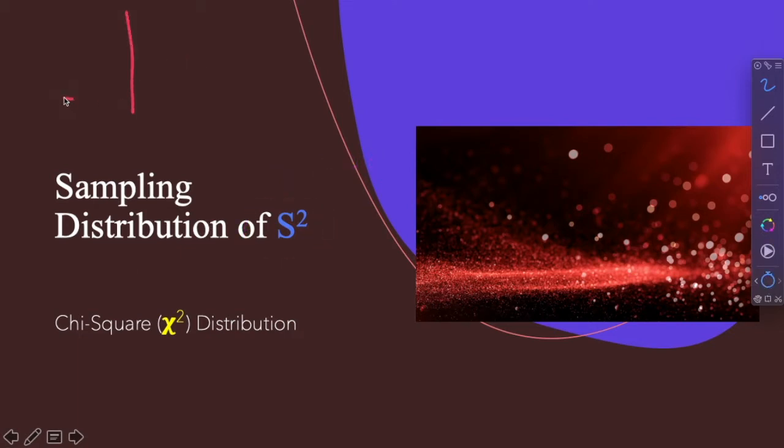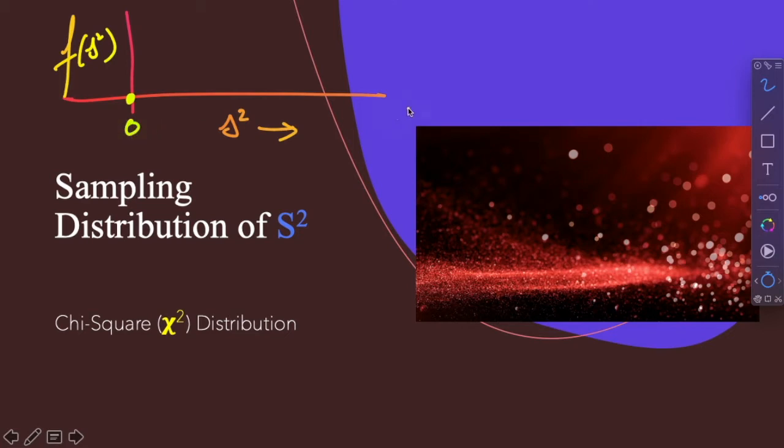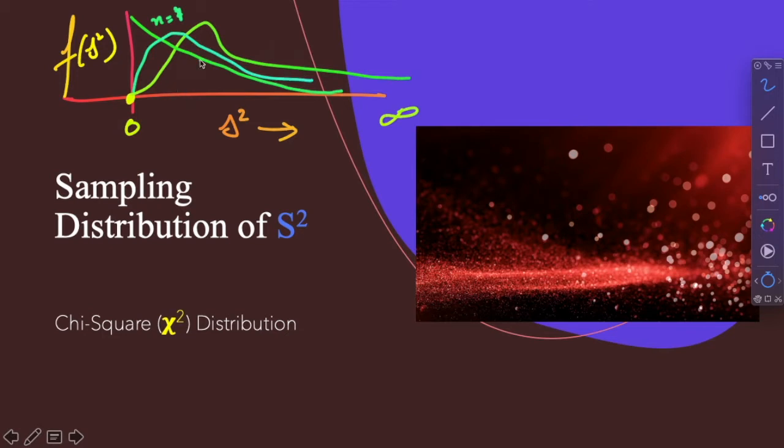The sampling distribution of S square is nothing but the relationship of S square with respect to the probability of S square. Because variance cannot be less than 0, this distribution will be between 0 and infinity, and it may have any kind of shape. That shape generally changes with respect to the sample size. If the sample size is 1, or 2, or 10, the shape changes towards this kind of transformation.